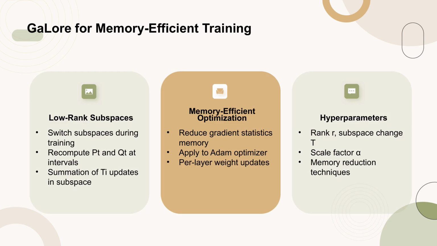GaLore enables memory-efficient training by switching across low-rank subspaces. This involves recomputing projection matrices P_t and Q_t at regular intervals, allowing the algorithm to learn full-rank weights without increasing memory usage. The method significantly reduces the memory footprint of gradient statistics, particularly beneficial for optimizers like Adam. GaLore introduces additional hyperparameters such as the rank r, subspace change frequency T, and scale factor alpha, which control the strength of the low-rank updates. These techniques collectively contribute to a more efficient training process, especially for large-scale models like LLMs.